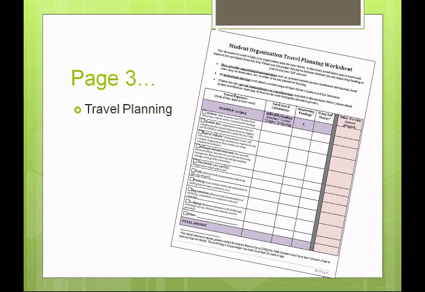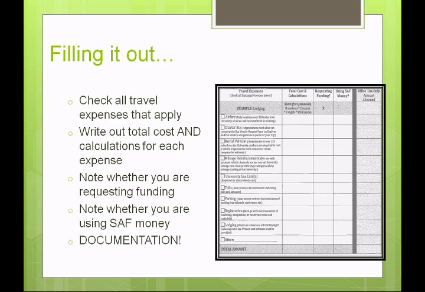The next page is the Student Organization Travel Planning Worksheet. Here, you will designate all travel expenses that apply to your trip. When filling out this page, you should, for each line that is applicable, be sure to note the total cost and calculations. Please note you need this whether you're requesting funding or not, and whether you'll be using your SAF account or not. Again, the more detail here, the better.